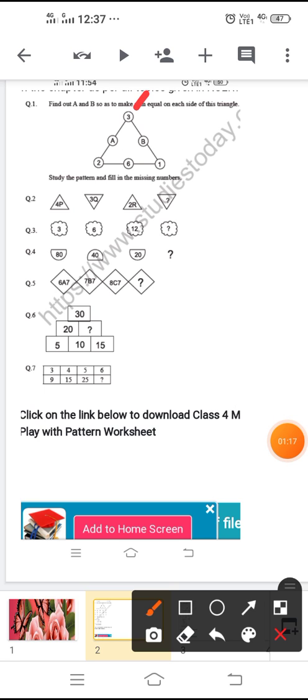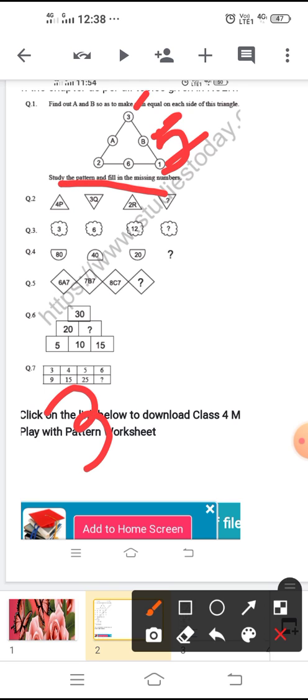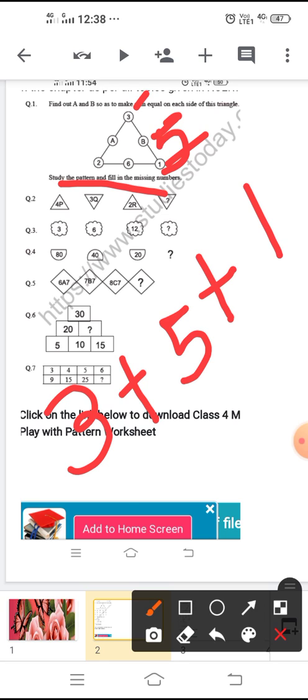Here 3, 1, 4 is given, 3 plus 1 is 4. What we add should make it equal to 9. If we add 5 here, our sum will be equal to this side. How? 3 plus 5 plus 1 gives you 9.